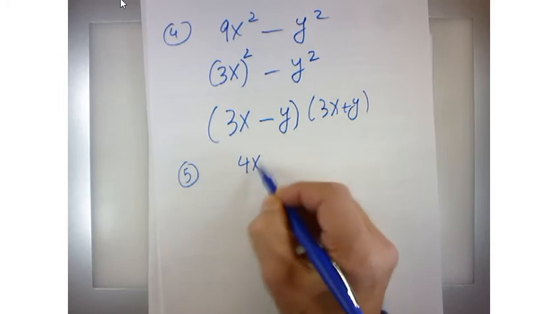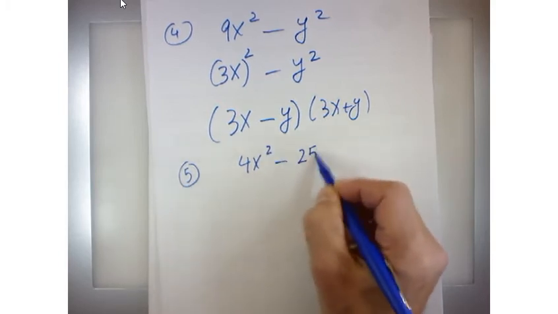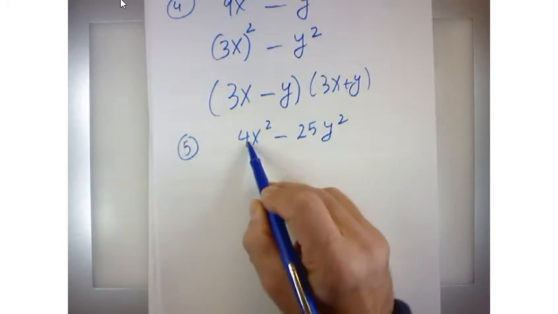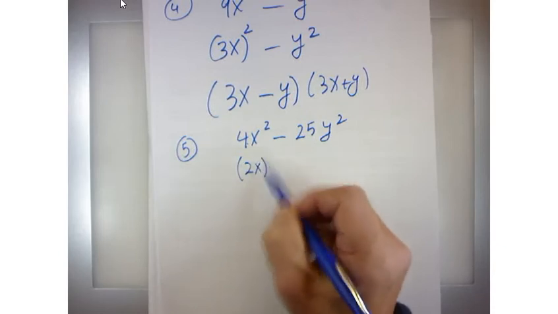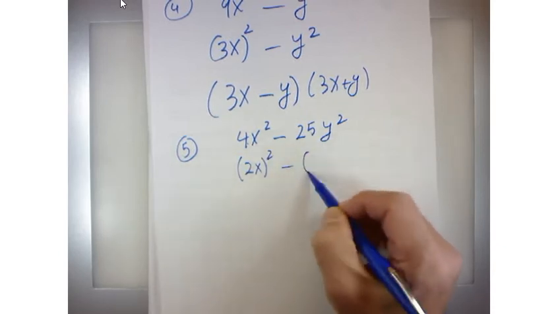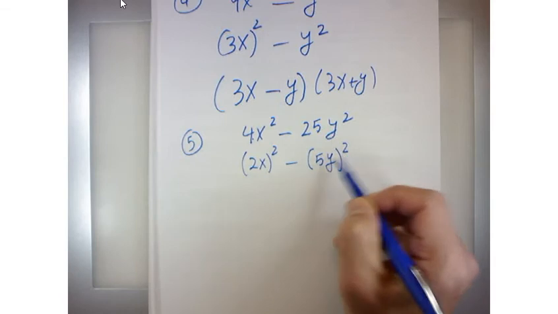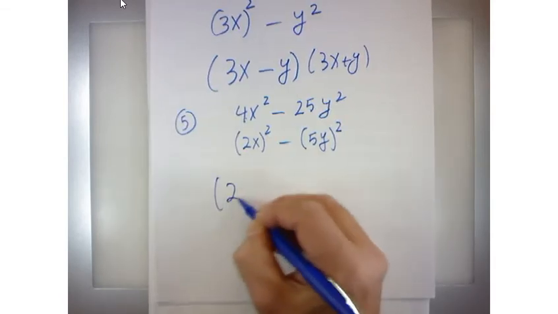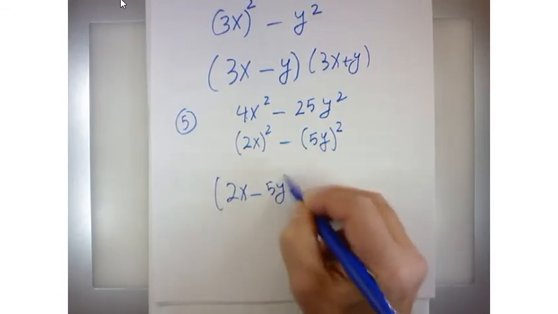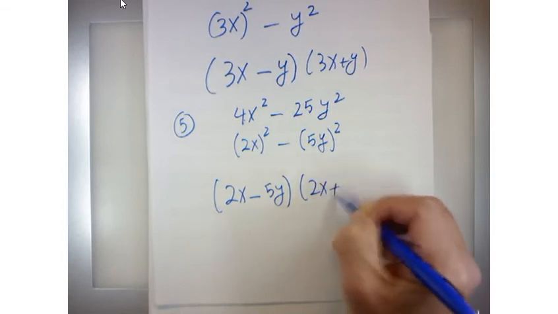4x squared minus 25y squared. Again, the square root of 4 is 2, so we can write 2x squared. Square root of 25 is 5, so we can bundle the 5y together. And then it's 2x minus 5y, 2x plus 5y.